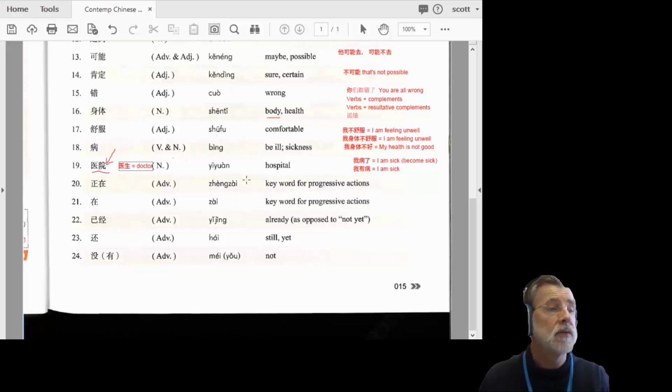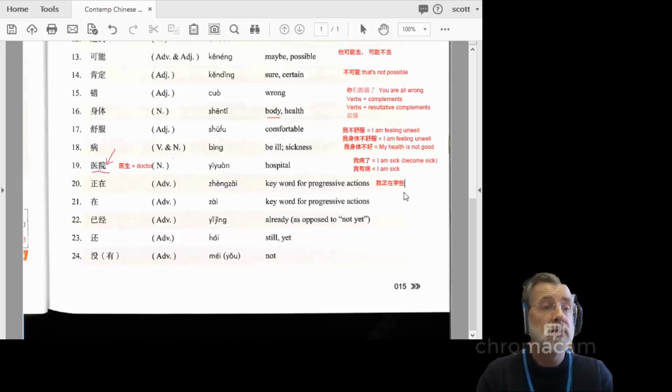Moving along, number 20, we've got the expression 正在, and it says here in the explanation a key word for progressive actions. So really the main thing that we need to know is if we want to explain that some action or situation is ongoing, then we add 正在 or the next character 在 before the verb. So you can say, for example, 我正在学习汉语.